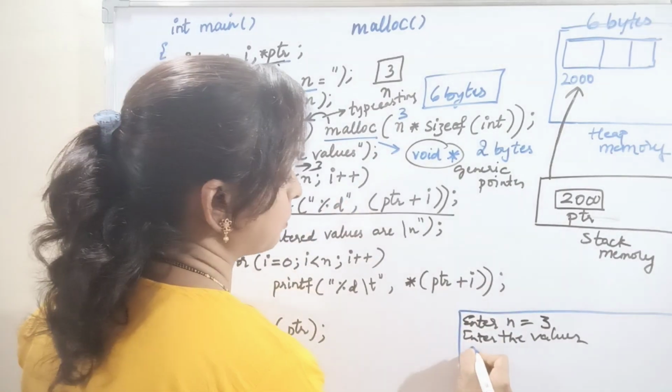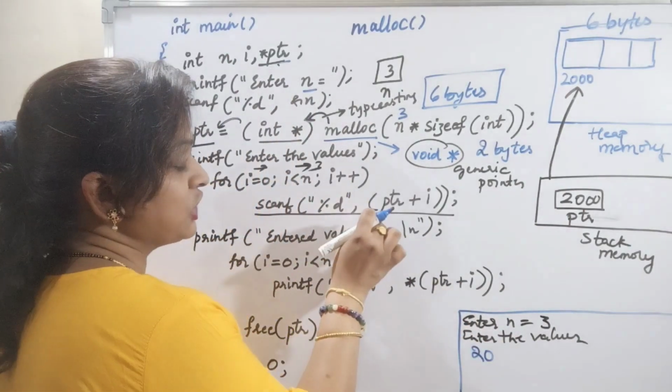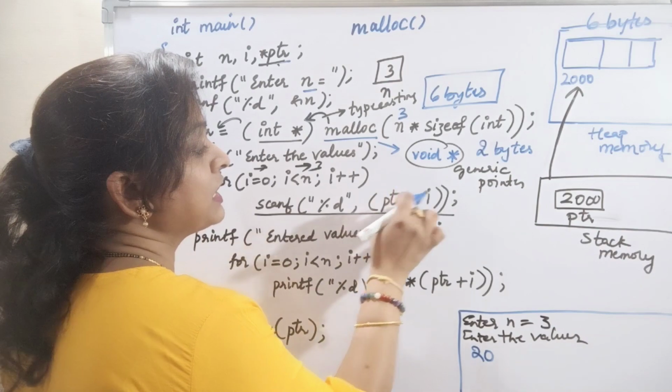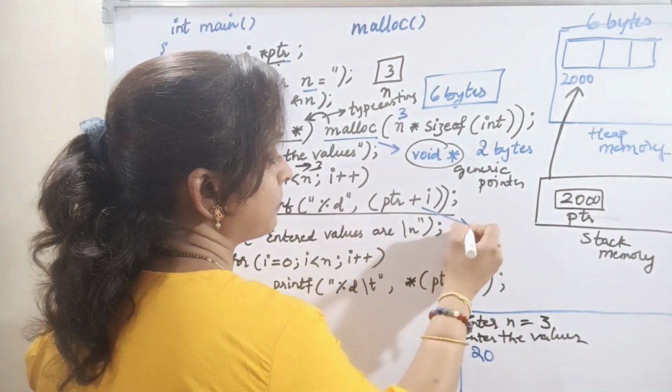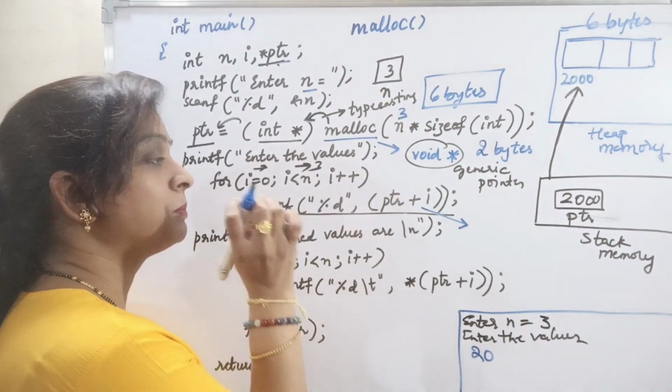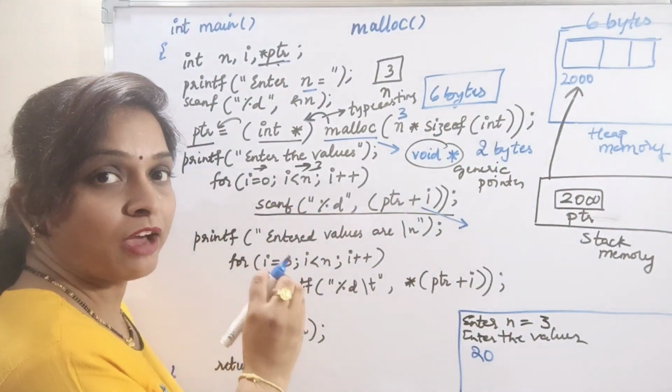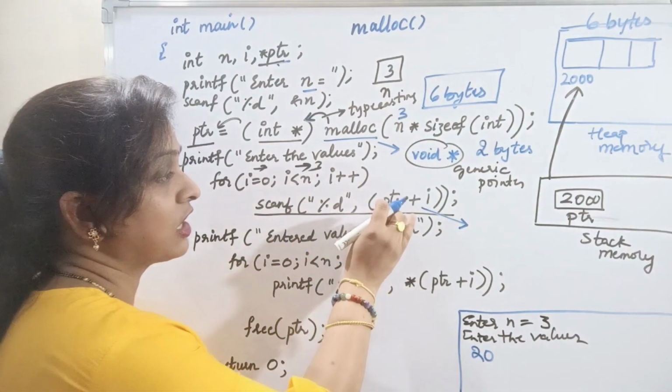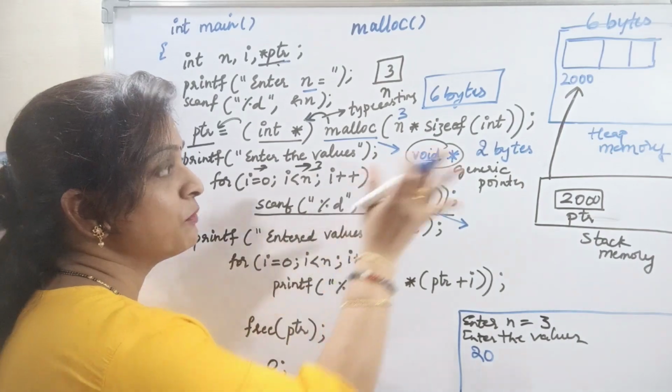So I am going to input 20. That integer, I need to store it in PTR plus I. This is what pointer arithmetic. Hope you remember this. If you have any doubts in this, you can just please check out the playlist. You have the pointer arithmetic concept where you can understand how the pointer is going to deal with the location.